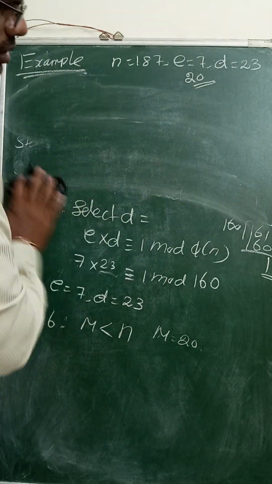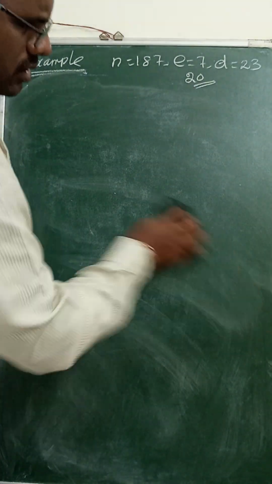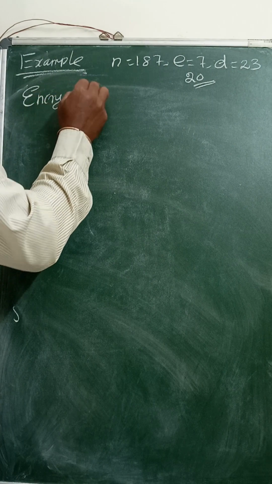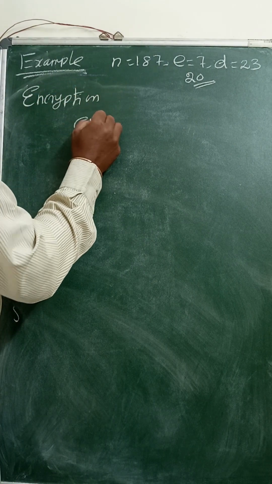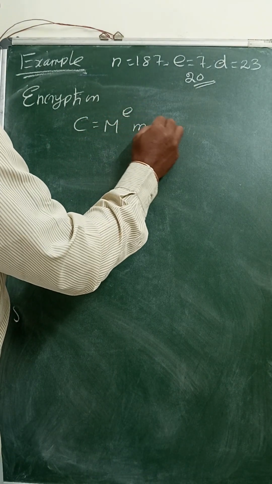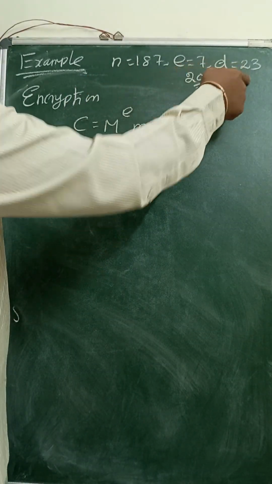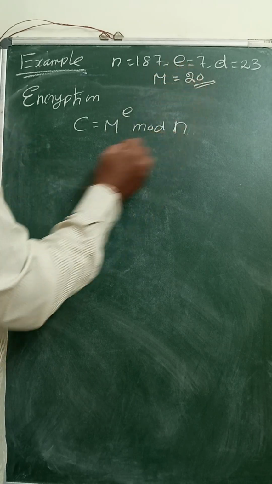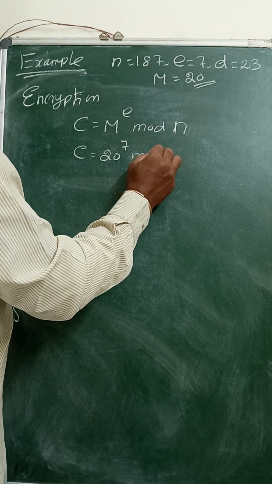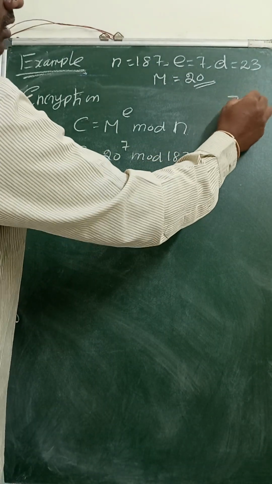Now you have to strike out the remaining steps. We'll go to step number 6, the encryption procedure. We have to write the formula for that. The encryption: C equal to M to the power of E mod N. All the parameters are there. What is M here? M equal to 20. So 20 power of 7 mod 187.